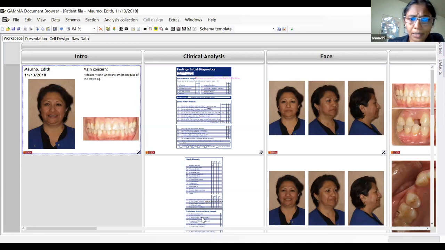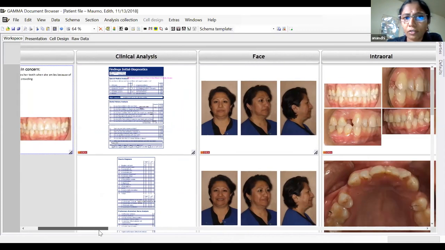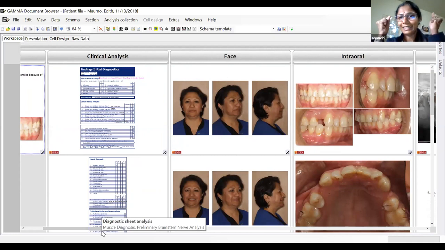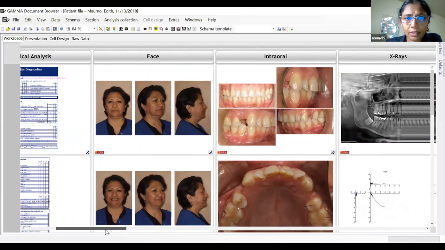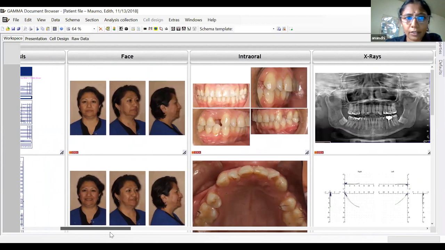And then we have the brainstem nerve analysis. We evaluate how the nerves in the body are affecting the jaw, and we take the face pictures to evaluate how strong. You can see her muscles are very, very strong. She's got really heavy masseters, right? So we take all these pictures: smile, without smile, right, left, 45 degrees.